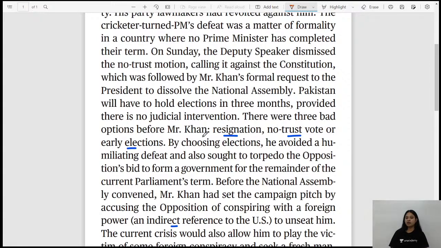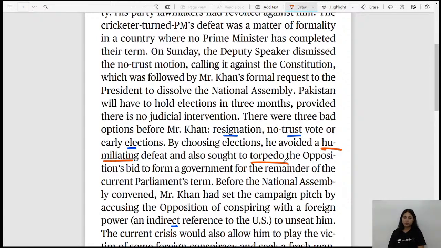There are 3 bad options before Mr. Khan: resignation, no trust vote, or early elections. By choosing elections, he avoided a humiliating defeat. Humiliating मतलब शर्मनाक. Humiliating defeat, and also sought to torpedo the opposition's bid to form a government. Torpedo मतलब तहस नहस कर देना. तो opposition चाह रही थी कि हम अब सरकार बना ले, पर उनके सपनों पे पानी फेर देना.